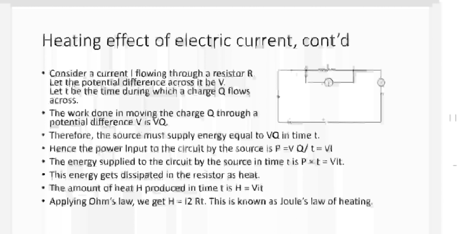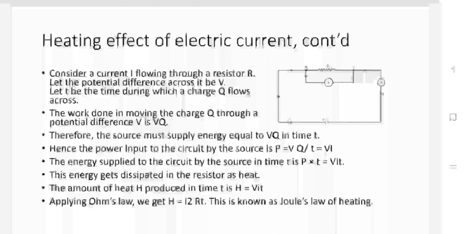Let us go through the circuit diagram given in the figure, in which current I is flowing through the resistor. The potential difference across that resistor is V. t is the time during which a charge q flows across the circuit. So the total work done to move that charge q through the potential difference V is V into Q. So now the source must supply energy at least up to VQ, which is the work done to move that charge Q within that time T.